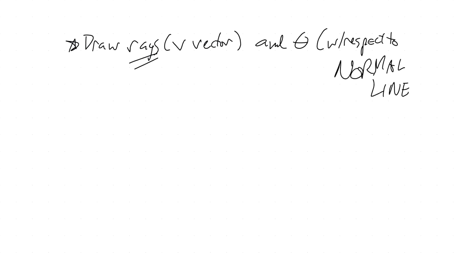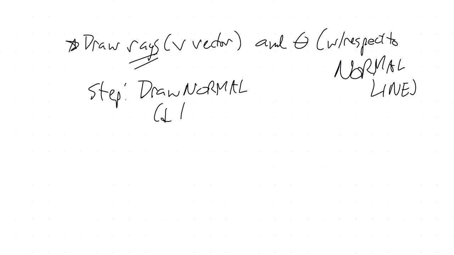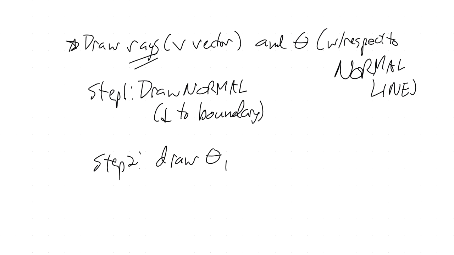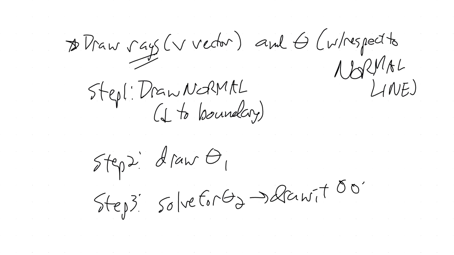So really, step one is to draw the normal line, right? It's perpendicular to the boundary. Step two, draw the angle, draw theta 1. And step three, solve for theta 2 and draw it opposite the normal line. And I'll explain what I mean by that.